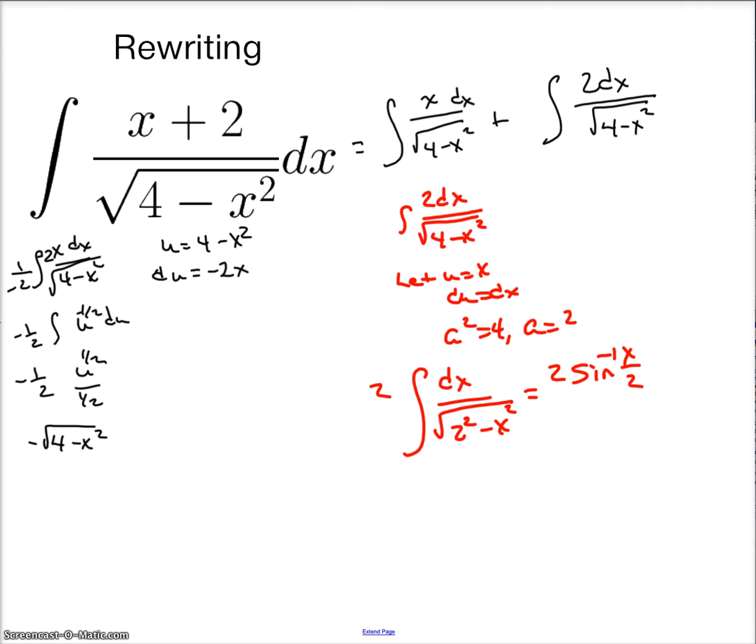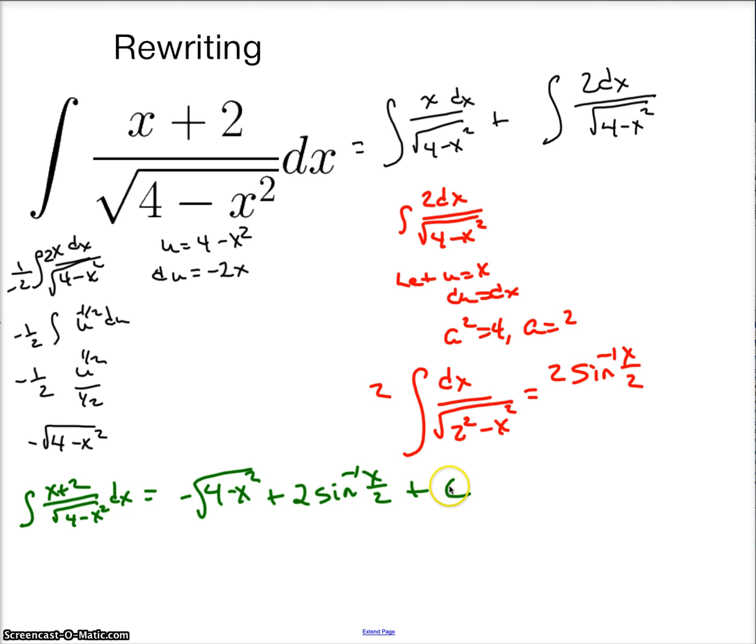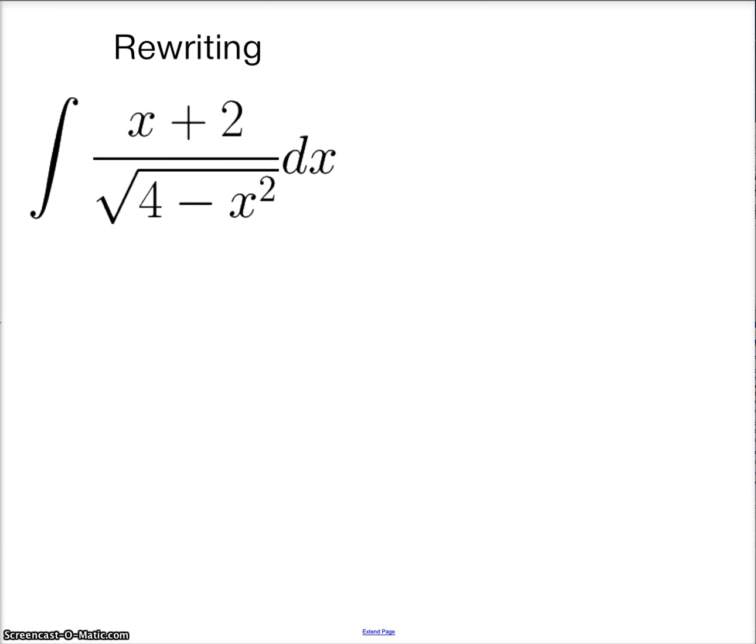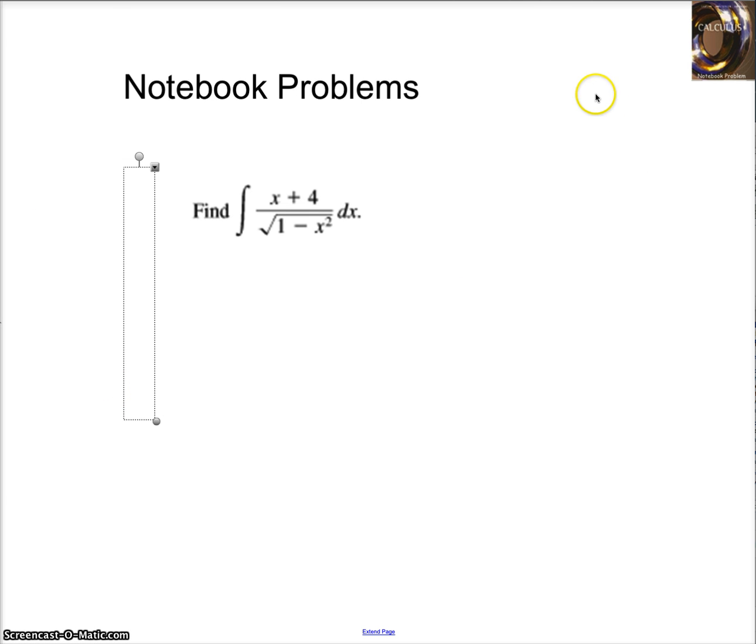So when I add these two together, and I'm going to do that in green, my integral of x plus 2 divided by the square root of 4 minus x squared dx becomes minus the square root of 4 minus x squared plus 2 inverse sine x over 2 plus c. Now, see if you can do this one. Give it a go. And when you're done, stop the tape.